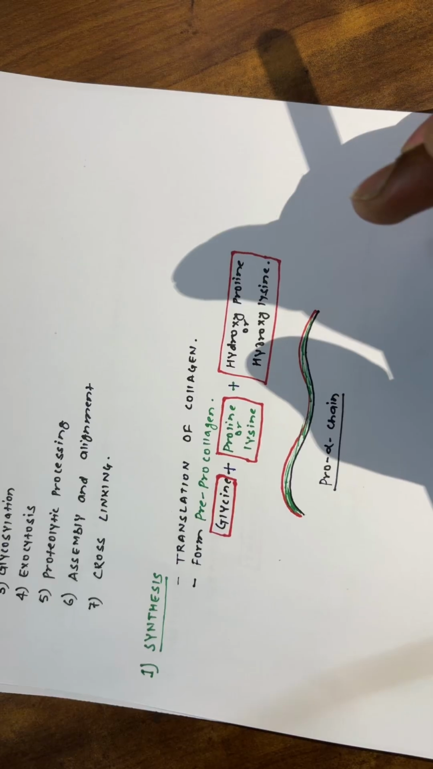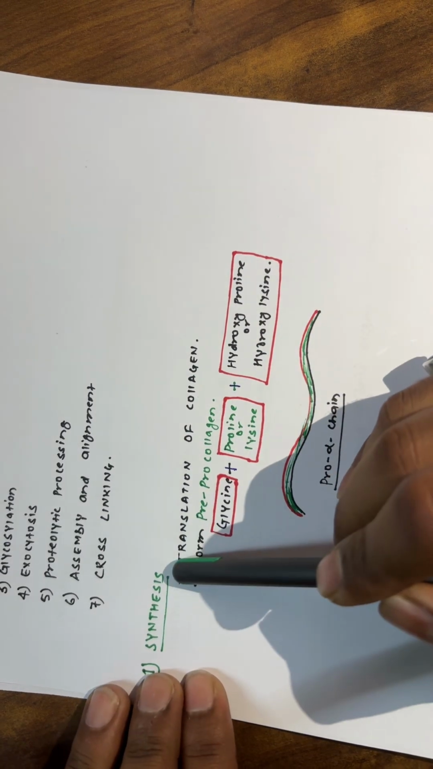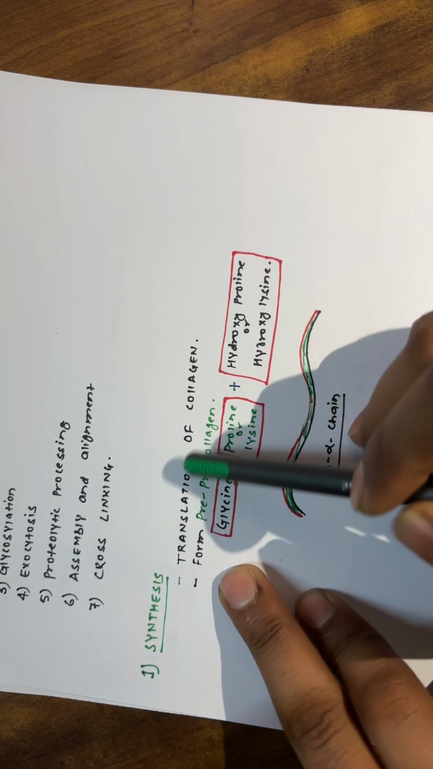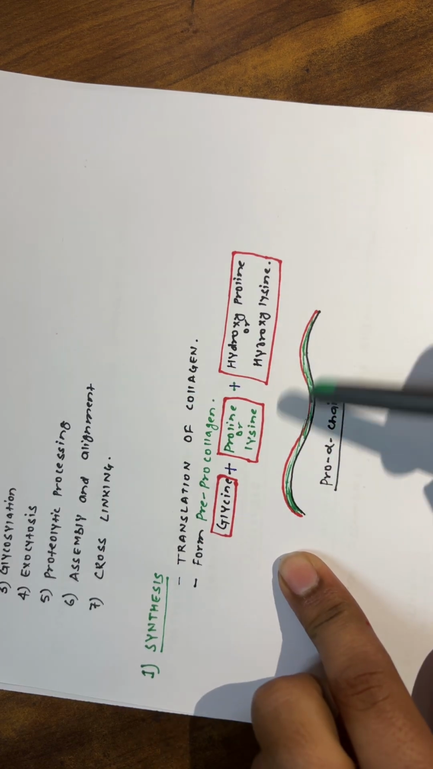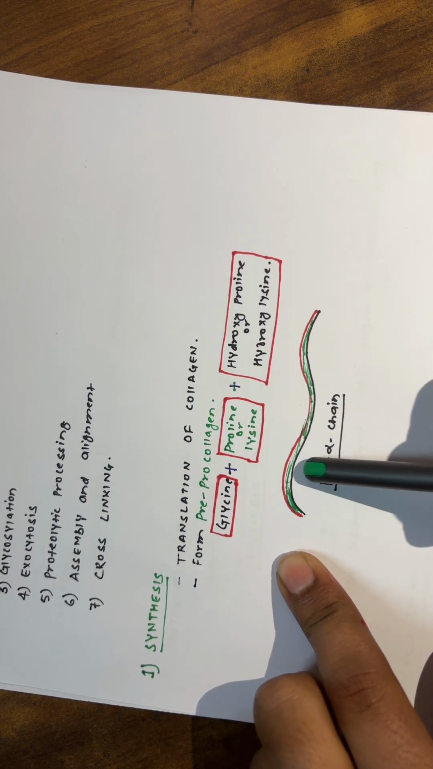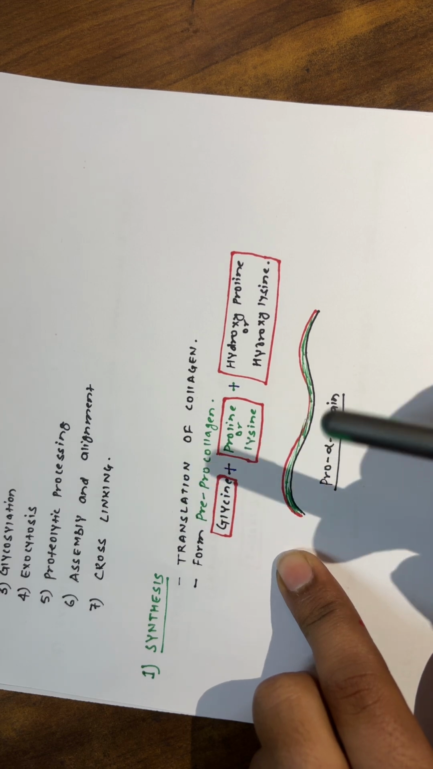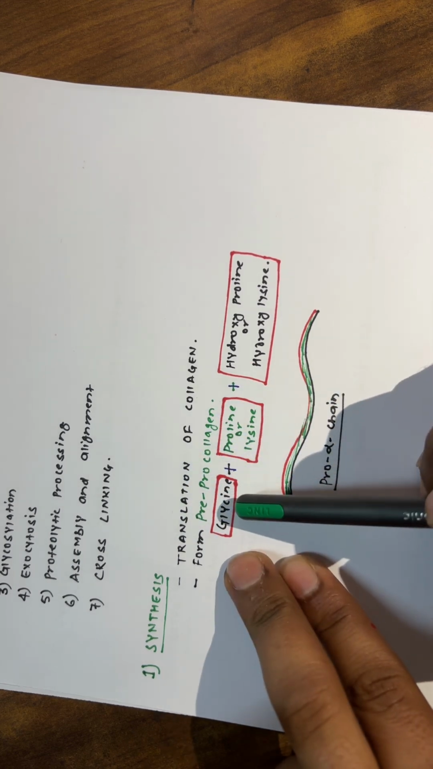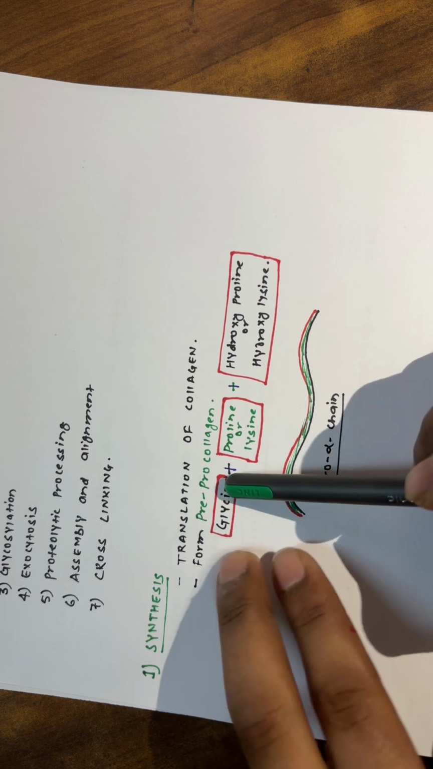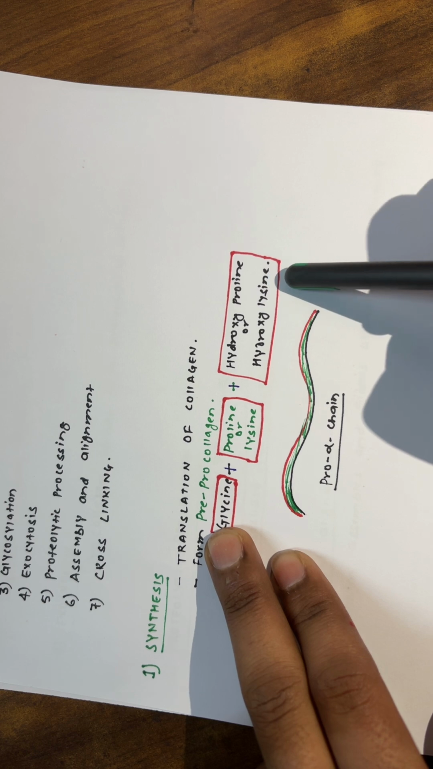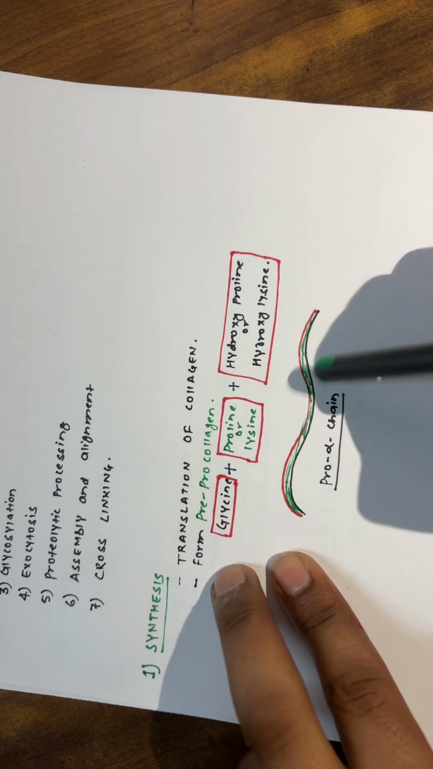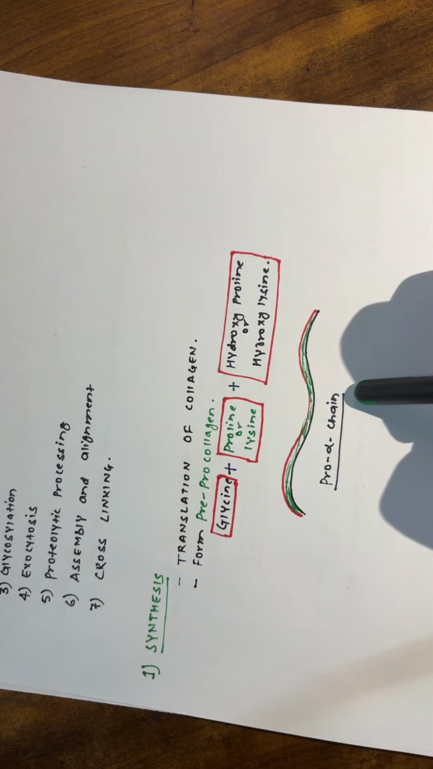So the first step is synthesis. In this step, translation of collagen occurs to form a pre-pro collagen. This involves a specific sequence of amino acids. The amino acids are glycine, proline or lysine, plus hydroxyproline or hydroxylysine. And at last the structure formed is the pro alpha chain. So this is the first step of collagen synthesis.